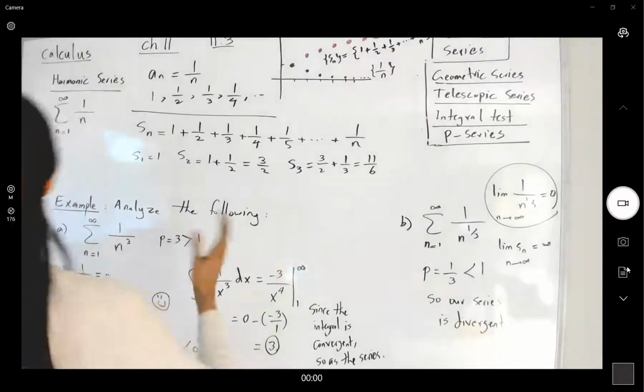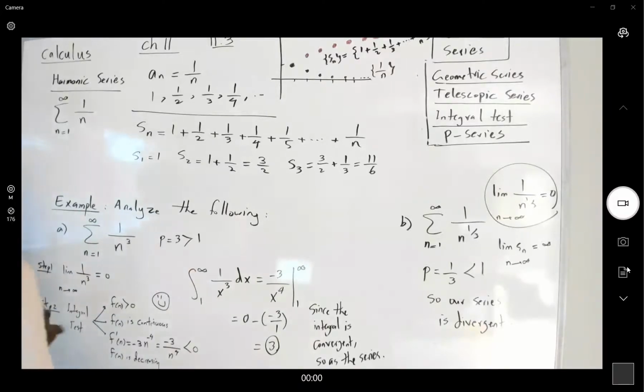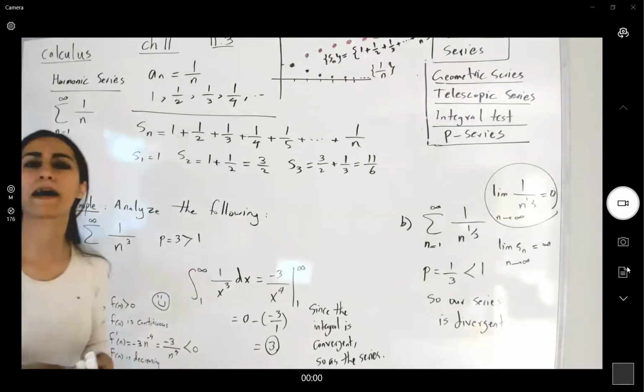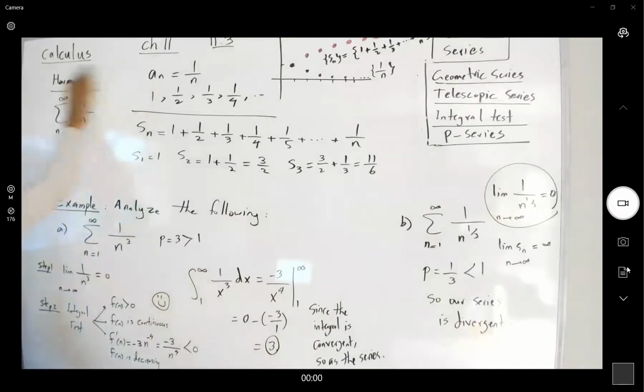Well, the next technique is using the comparison test. Okay.